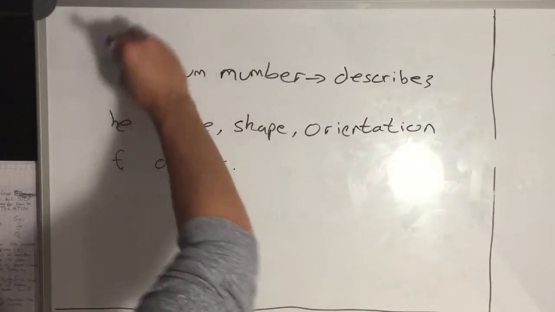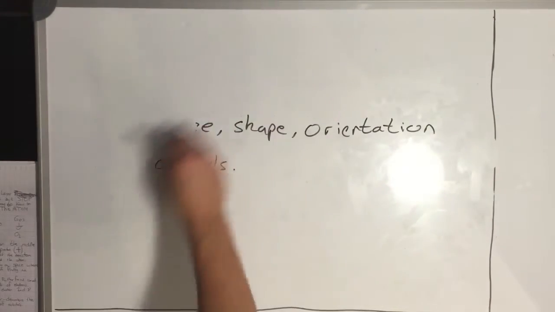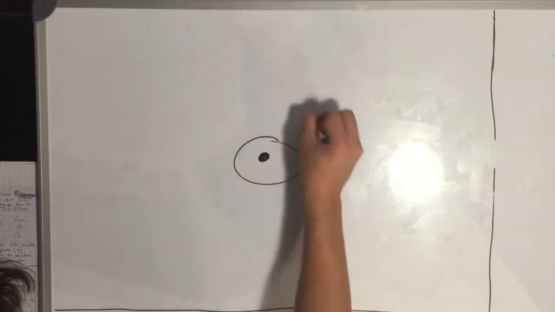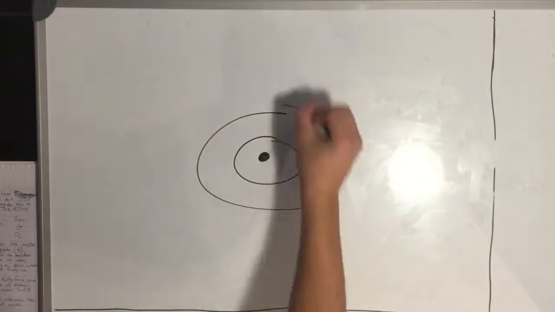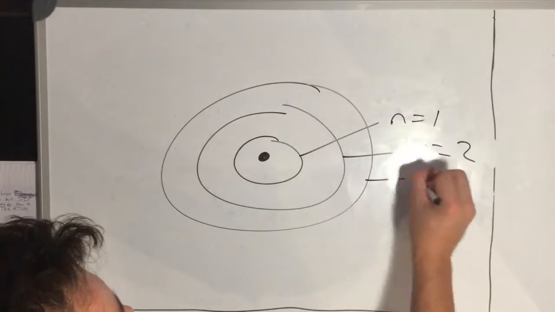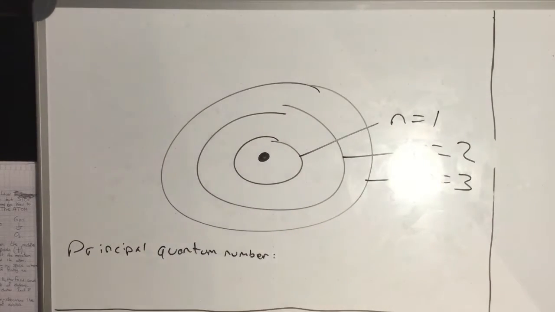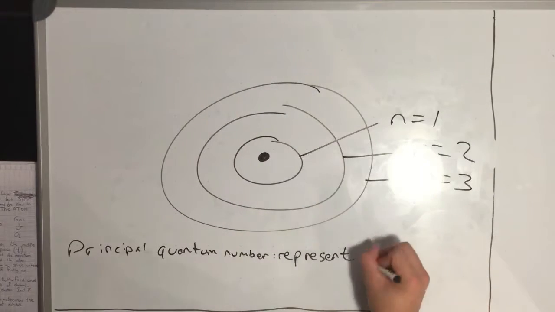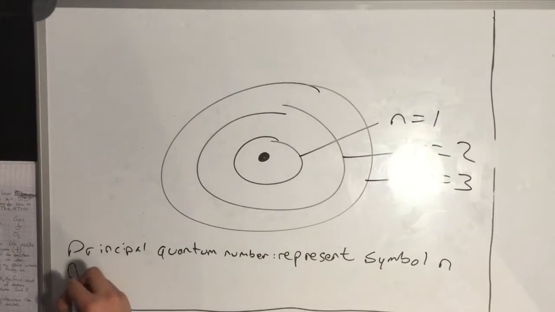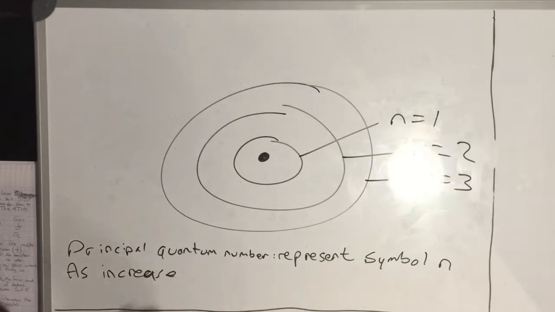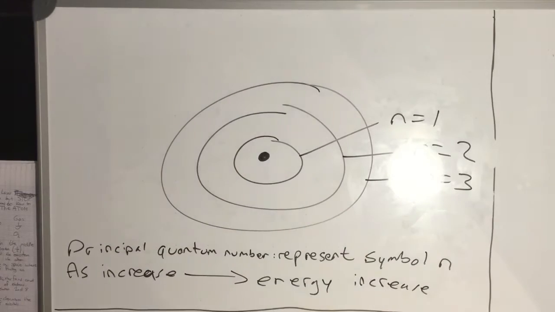Like before, we saw orbitals can be in different energy levels. This is called the principal quantum number. It uses the symbol n. Like in this first ring, it's n equals 1. In the second, it's n equals 2. In the third, it's n equals 3, and on and on. As the quantum number n increases, the energy that these orbitals have increases as well.